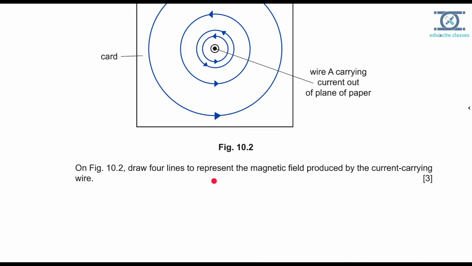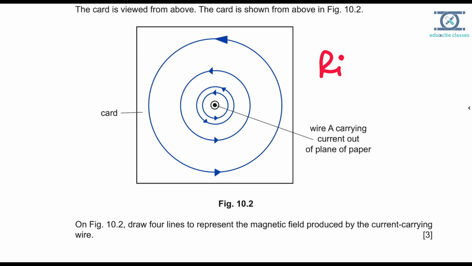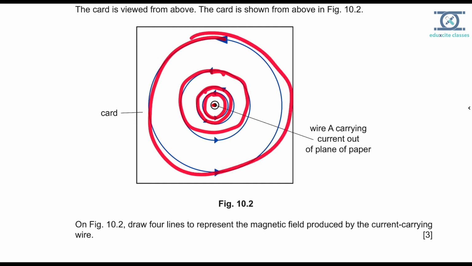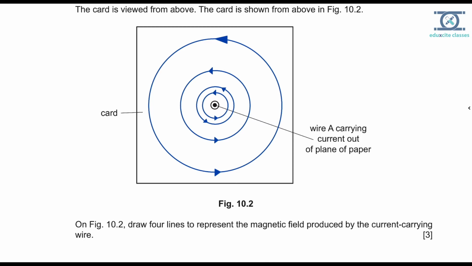We are supposed to draw the magnetic field lines produced by the current carrying wire. So we will use the right hand thumb rule. I hope you all know how to use the right hand thumb rule. Place your thumb in the direction of the current flowing in the wire, and the fingers will wrap in this direction. So we will draw magnetic field lines, but the important point here is that the magnetic field lines will be closer around the wire, and as we move away from the center of the wire, the magnetic field lines will be further apart, as concentric circles, and the arrows will be anti-clockwise.